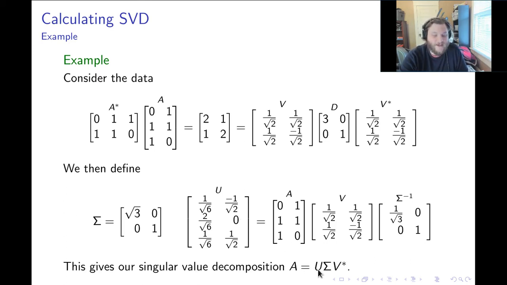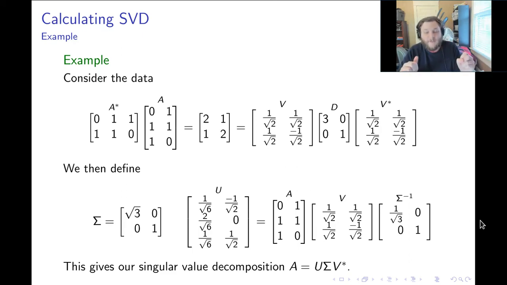A now is U times sigma times V conjugate transpose, where A is the matrix we started with, V is the matrix used to unitarily diagonalize the Gramian of A, sigma is the square root of D, so the singular values of A are the square roots of the eigenvalues of the Gramian of A, and then U is obtained with the formula A times V times the inverse of sigma. And that's it. That gives us our singular value decomposition.